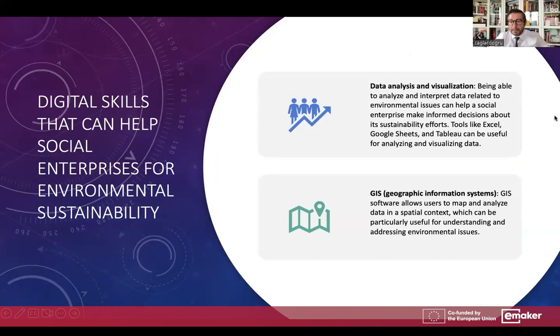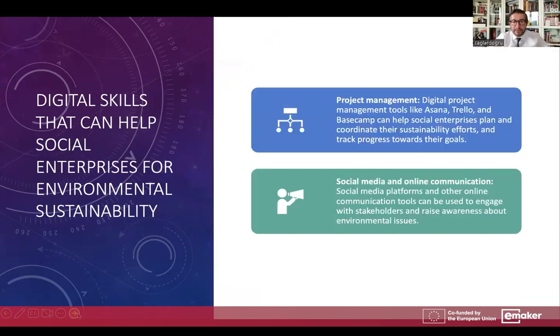I think we had some conversations about the digital skills, for example, data analysis and visualization in the first hour. Maybe GIS is new to us here, geographic information systems. And this software allows us to map and analyze data in a spatial context. And these are very useful for addressing environmental issues for now.